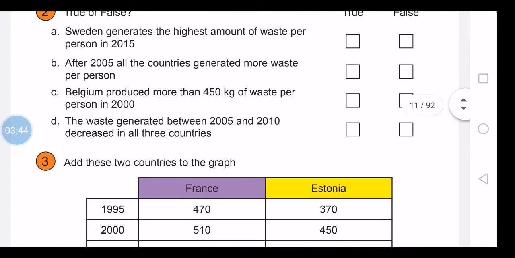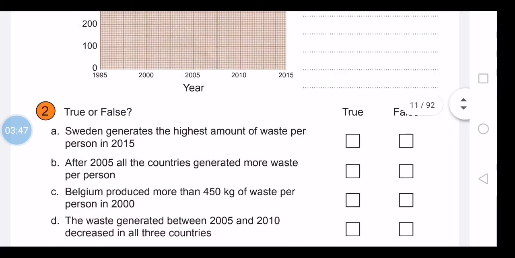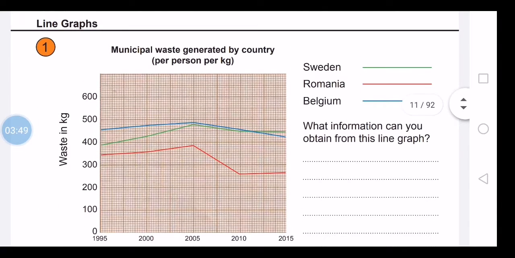So once you've marked 470 for France, you could do 510. So you go to 2000 at the bottom and you go all the way up till you get to 510 and you just put a dot there. Okay? Once you have those 2 dots, you can join them with a line. Then you move on to 2005, you make a dot and you join the dot of 2000 to the dot of 2005 and you carry on like that.